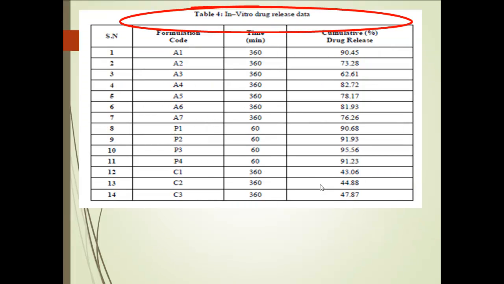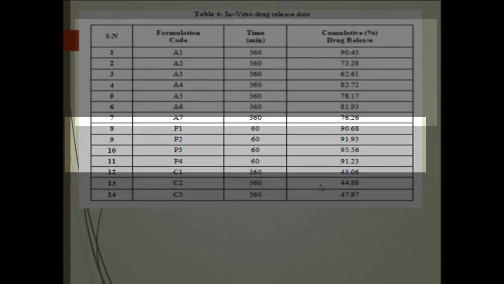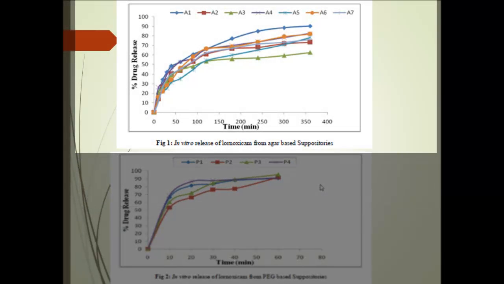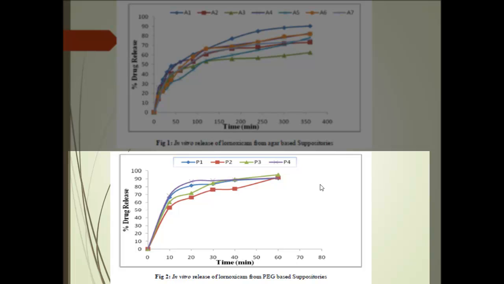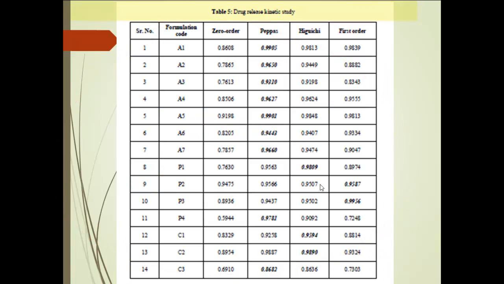This is the in vitro drug release data, in which you can see the PEG suppositories give a good drug release, followed by agar base suppositories and cocoa butter suppositories. Figure 1 shows the percent of drug release over time for agar base suppositories. Figure 2 shows the percent of drug release over time for PEG base suppositories, and figure 3 shows the drug release over time for cocoa butter based suppositories. This table shows the drug release for the kinetic study of all the suppositories.